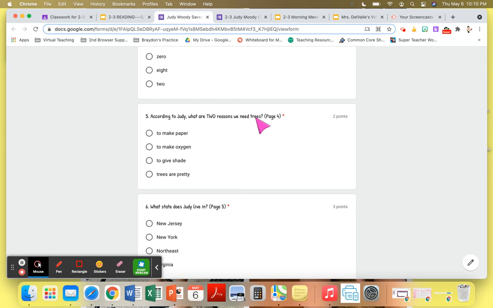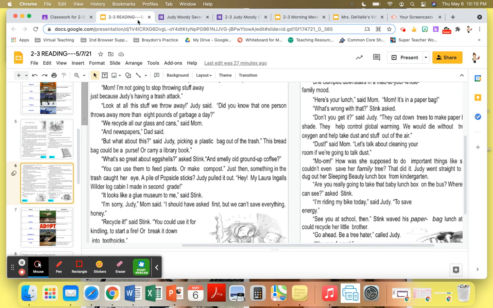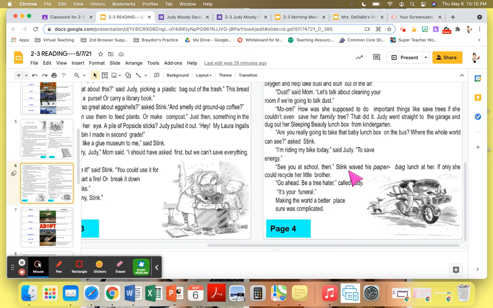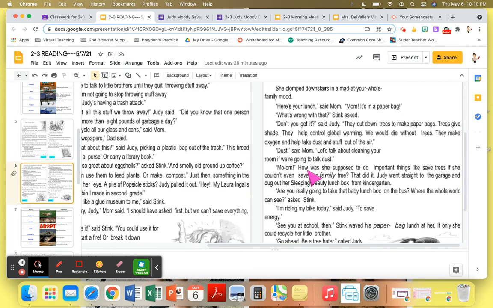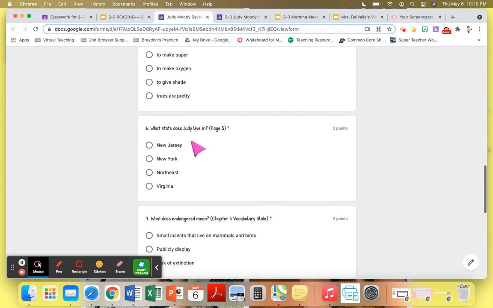Number 5, according to Judy, what are two reasons we need trees? So this is on page 4. So again, here is page 4. Notice how I'm zoomed in to make it easy. What were 2 reasons on page 4 that Judy said we need trees?